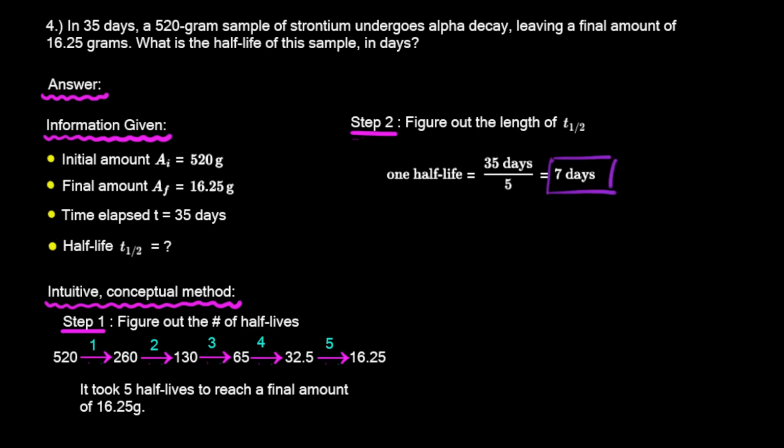To find the duration of a single half-life, we divide the total time elapsed by the number of half-lives. So 35 days divided by 5 half-lives is equal to 7 days. Therefore, the length of one half-life is 7 days. All right, let's jump into the final question, number 5.